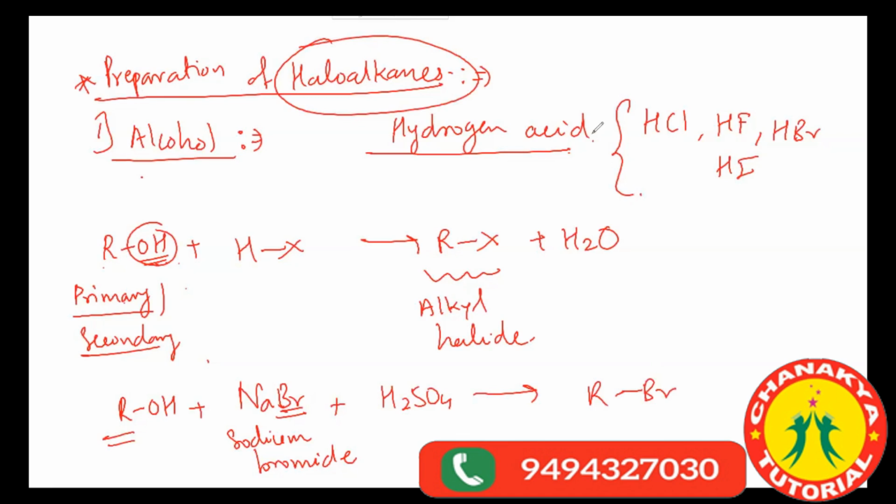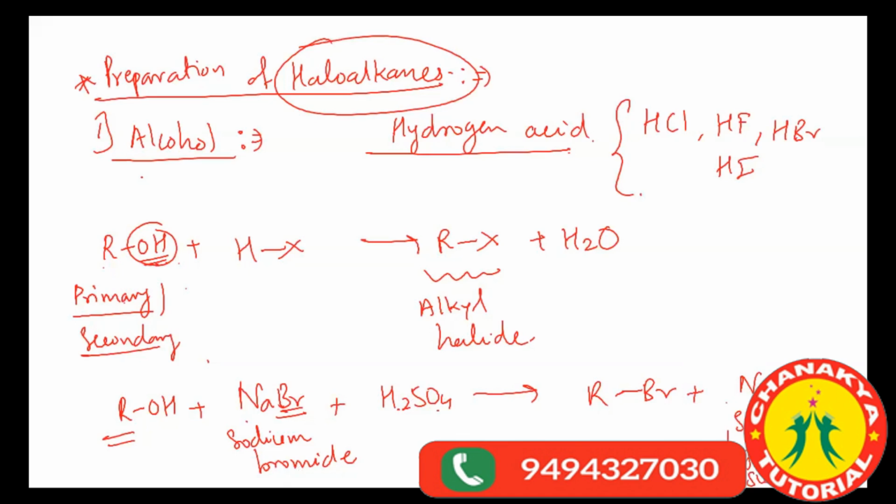So what would be the other products now? What else remains? Na is there, right? Hydrogen is there. Sulfate group is there. It will form NaHSO4. What is this? Sodium hydrogen sulfate, and H2O.